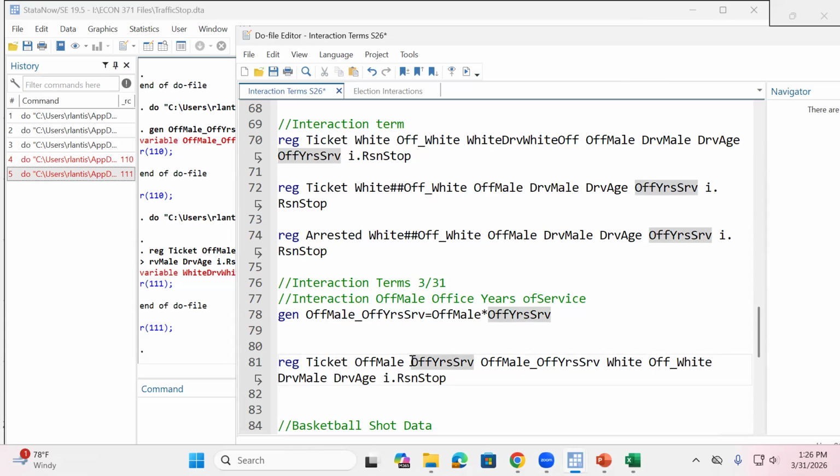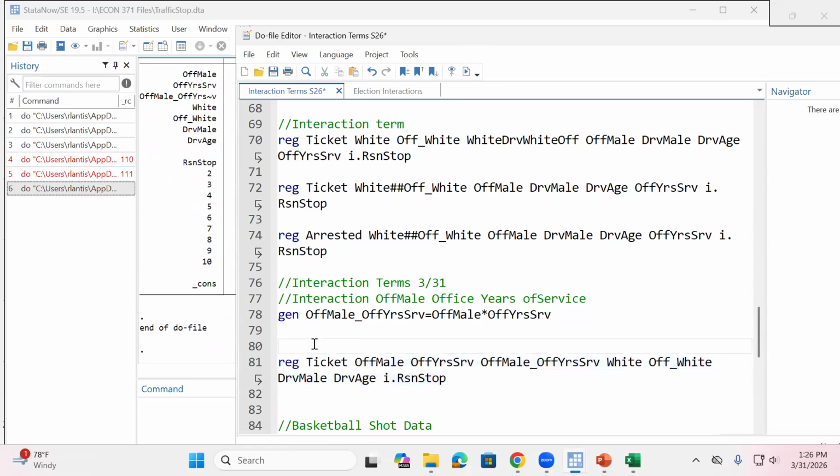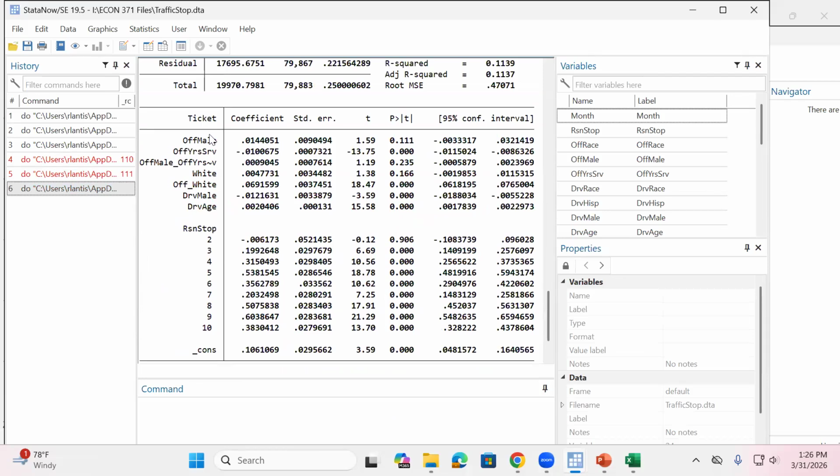So we've got the officer being male, their years of service, the interaction, whether the driver was white, whether the officer was white, the driver was male, driver's age, and then the reason for the stop. Okay, so we run this regression, right? I don't remember all these reasons, but we're controlling for the reason of the stop. We've got all these additional controls. We've got the dummy variable, the continuous variable, and the interaction term we're interested in.